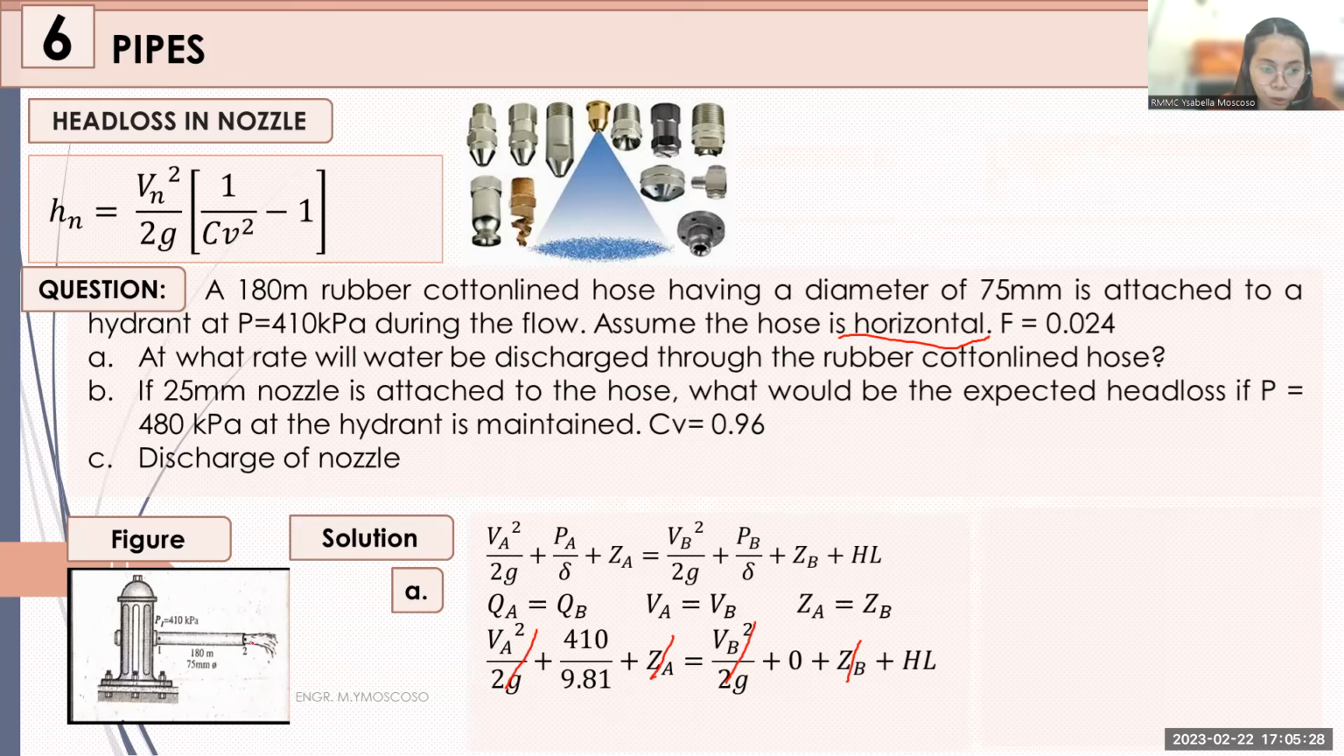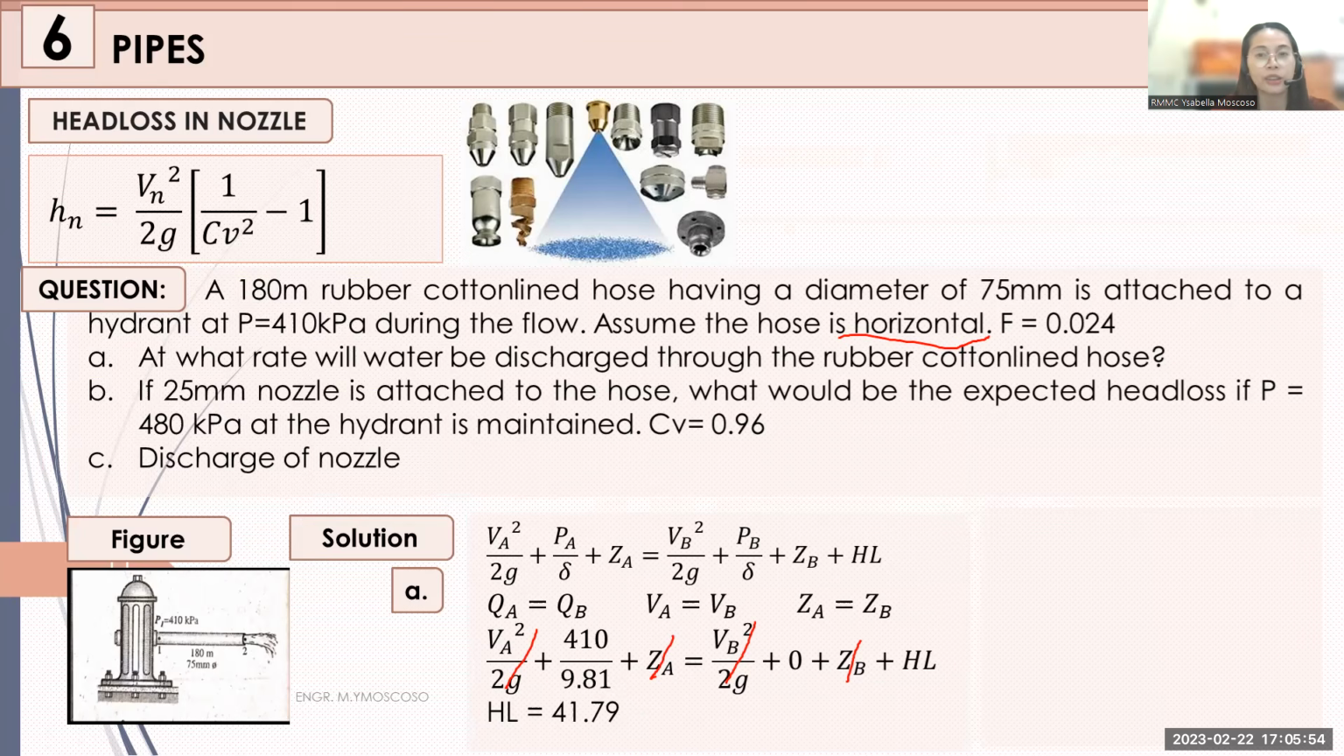Since at point 2, open naman ito kasi nagre-release or nagdi-discharge na yung tubig ninyo, therefore pressure is equals to 0. Okay, I hope I'm making sense. Naiintindihan nyo yan. Okay, so by making this formula, you will be having the value of your head loss. Therefore, head loss is equivalent to 41.79.